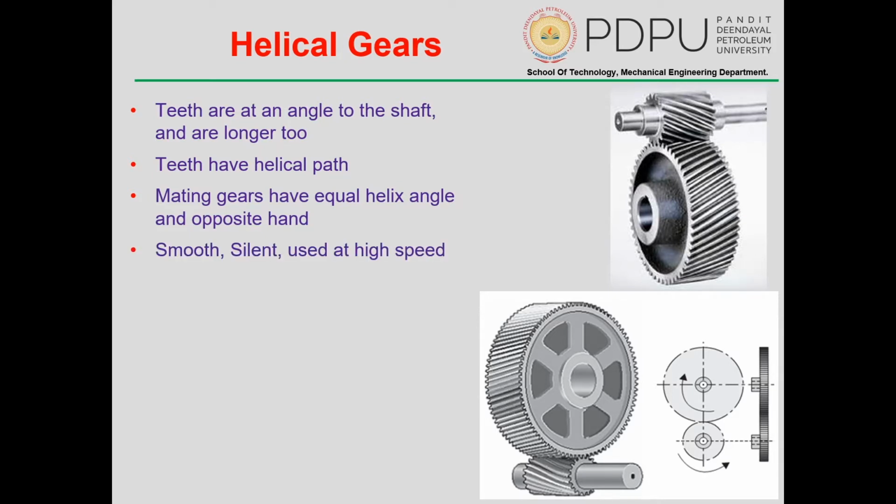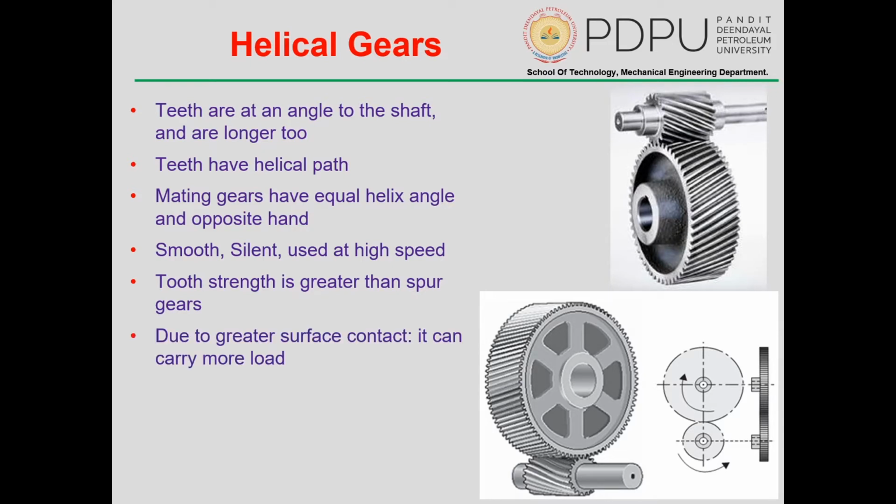So, smooth and silent use at higher speeds. Because of this helix angle and because of the mating which occurs at the connection point, we see smooth and silent power transmission even at higher speeds. The tooth strength is greater than the spur gear, therefore it can be used for larger load carrying capacities. A disadvantage is that it is expensive and more difficult to manufacture.